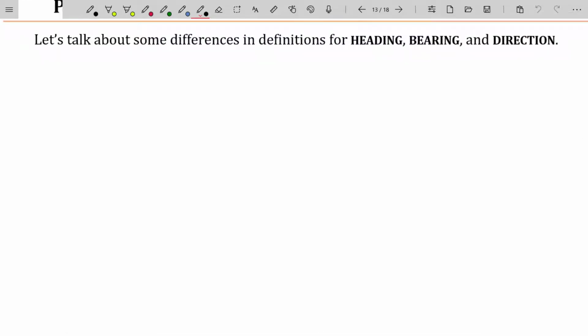Heading, bearing, and direction. We're not really going to focus on direction, honestly. We're going to just focus on heading and bearing. Those two are navigational words that are used quite frequently in navigation, and to know the difference between the two is kind of important to be successful in at least a trigonometry course. So heading.